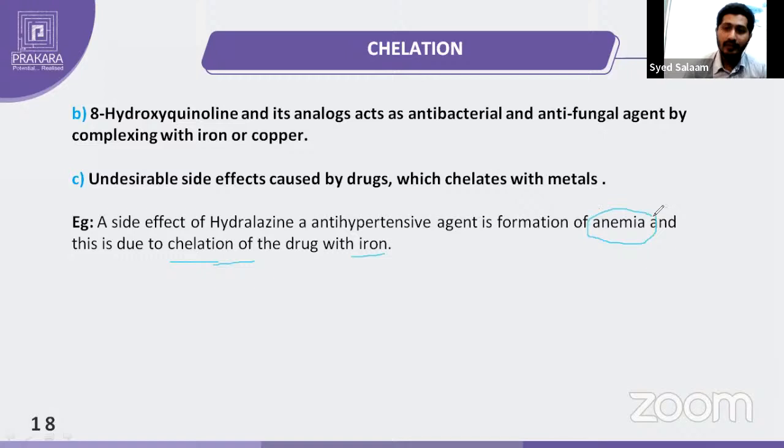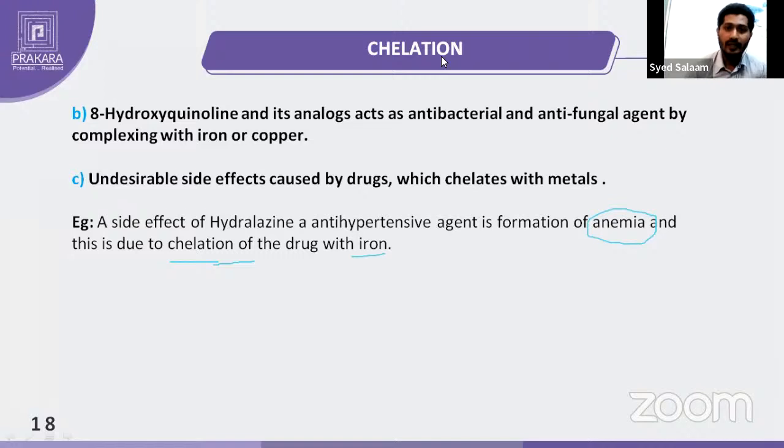Its side effect of anemia can happen due to the chelation of the drug with iron. So this hydralazine is now not being used because of this anemia sort of side effect it might be giving, because what it is doing is creating a chelate with iron and causing anemia, decreasing the hemoglobin level in the body. Okay, and apart from that, chelates are also very important for trapping of poisonous compounds.